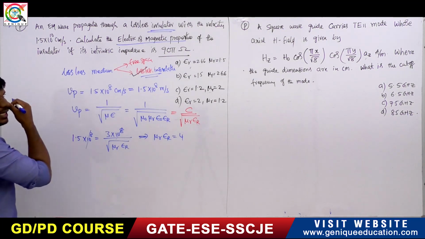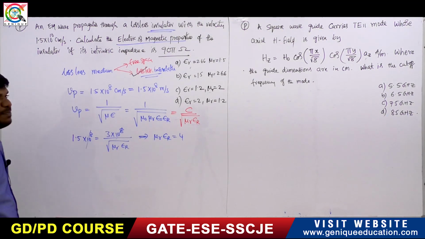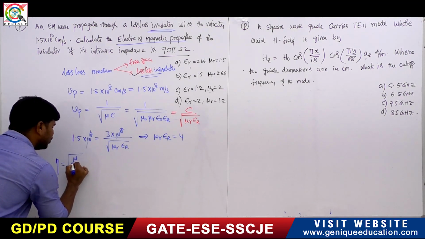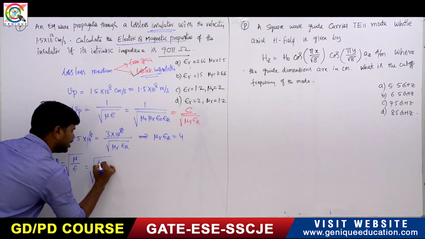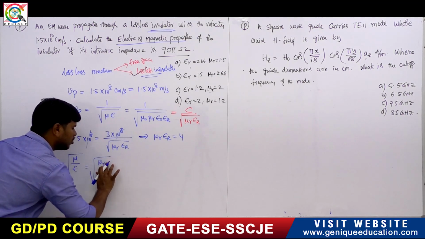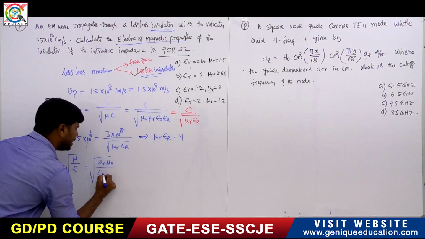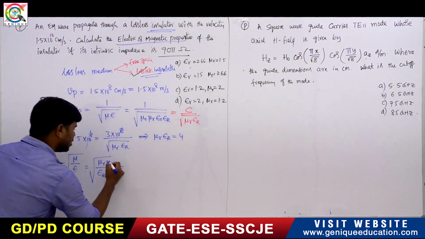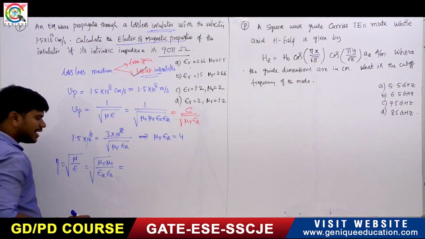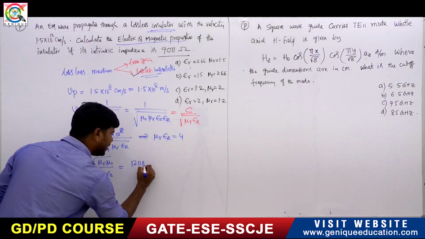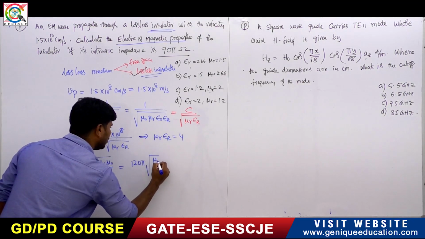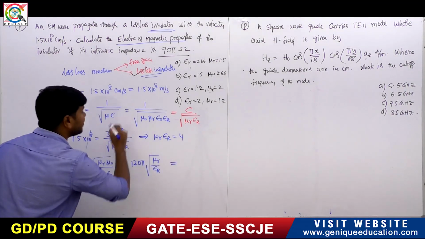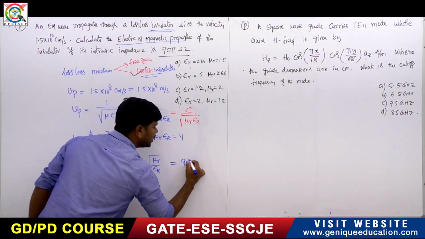Now one more important thing is given, the intrinsic impedance. What is the intrinsic impedance? Intrinsic impedance is equal to root over mu divided by epsilon. So you can write it as mu r mu naught divided by epsilon r epsilon naught. So we know root over mu naught divided by epsilon naught is 120 pi, into root over mu r divided by epsilon r. But how much is it given? It is given as 90 pi ohms.